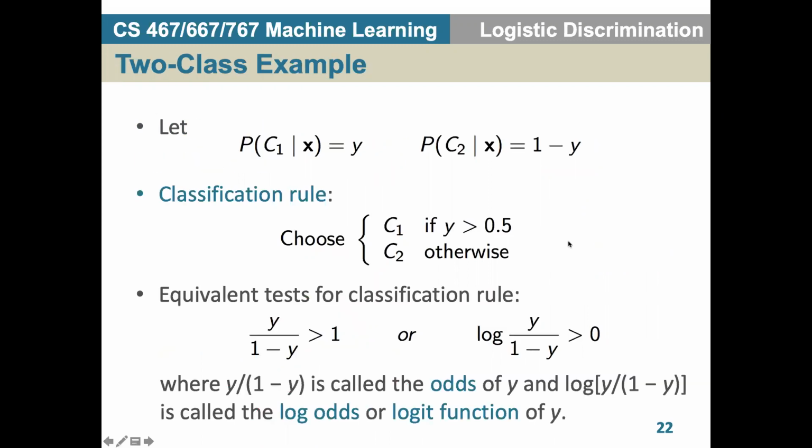Let's introduce some terminology here. This ratio, the probability of positive divided by the probability of negative, is called the odds. So Y divided by 1 minus Y is called the odds of X. If you further take the log, it's called the log odds, or we call it the logit function, logit of X.